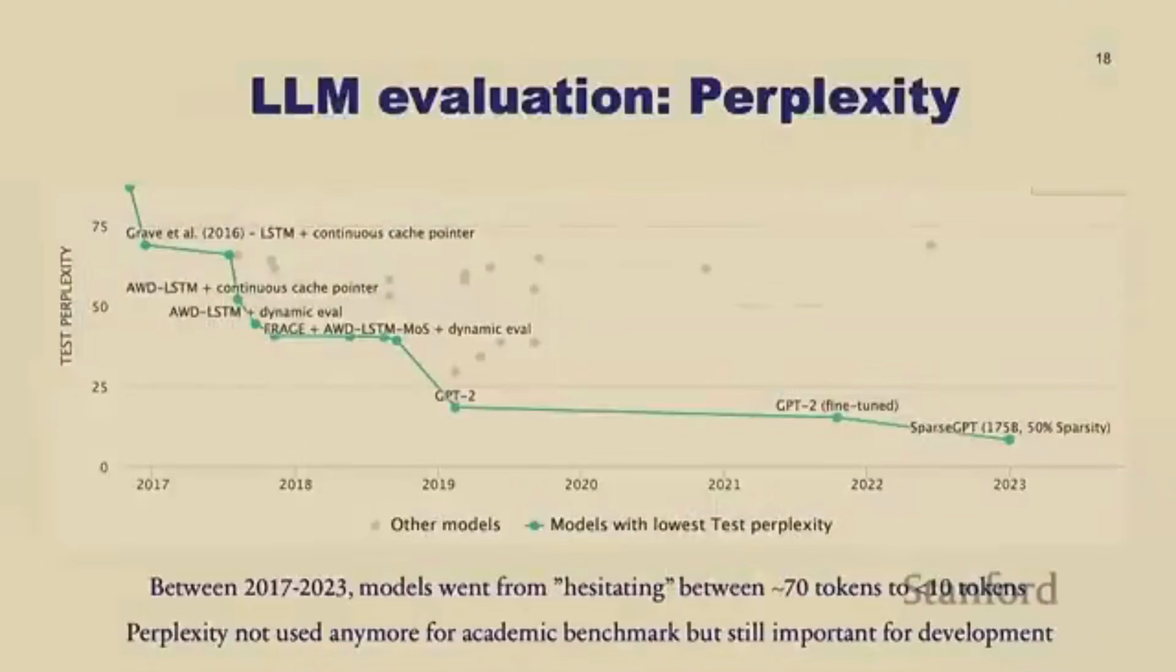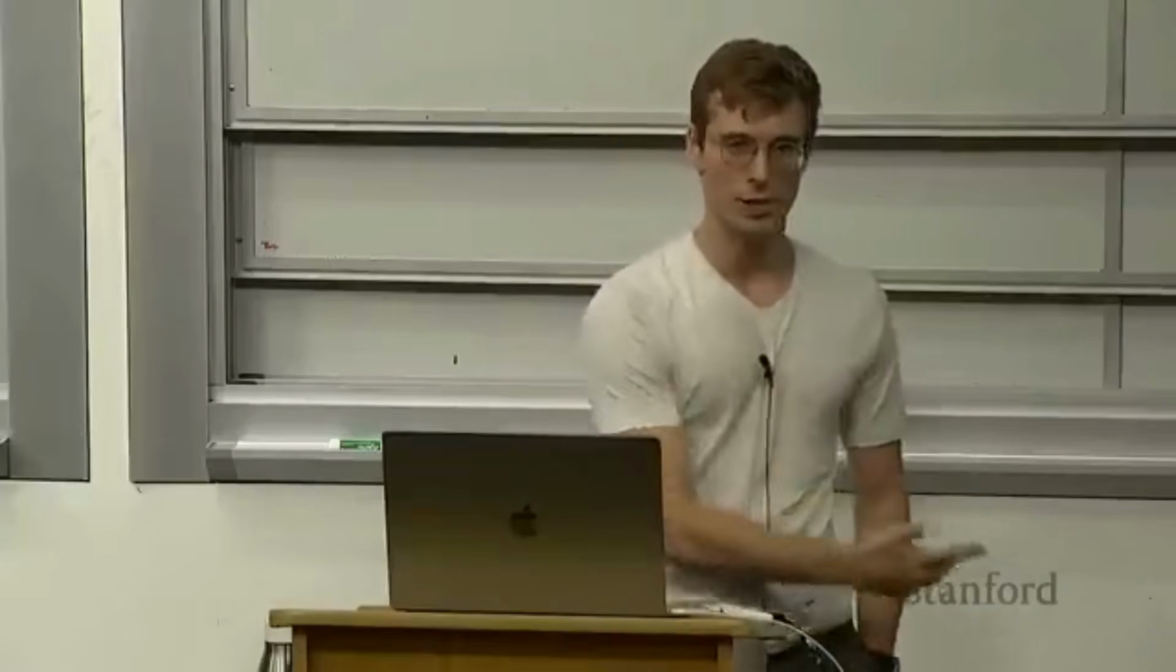So perplexity really improved. That's perplexity on a standard data set between 2017 and 2023. It went from about 70 tokens to less than 10 tokens over these five to six years. That means the models were previously hesitating between 70 words every time they generated a word, and now they're hesitating between fewer than 10 words. That's much better. Perplexity is not used anymore in academic benchmarking, mostly because it depends on the tokenizer you use and the actual data people evaluate on, but it's still very important for the development of LLMs. When you train your own LLM, people will still really look at the perplexity.